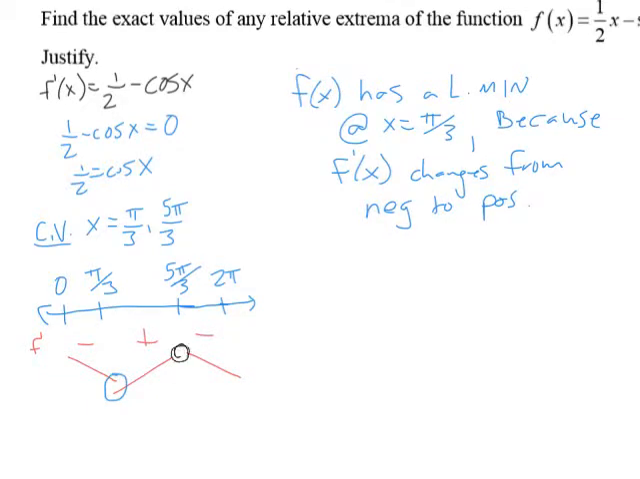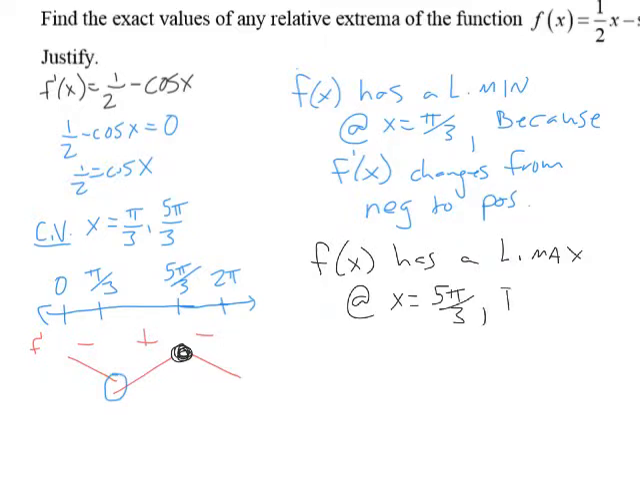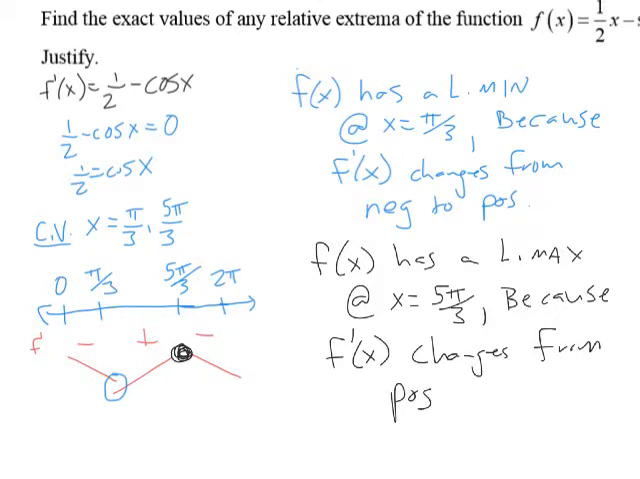And then we see that we have a local maximum at 5/3. So f of x has a local max at x equals 5 pi thirds. And again, our justification is based off of the first derivative. The first derivative changes from positive to negative. And now we need to check to see if we've answered the question completely.